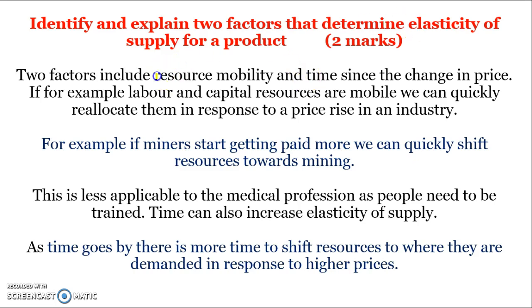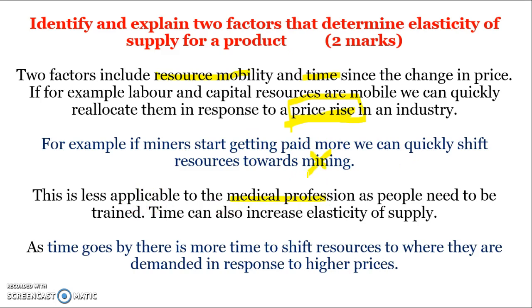So two factors: resource mobility and time since the change in price. If, for example, labour and capital resources are more mobile, we can quickly reallocate them in response to a price rise. Make sure you're linking it to price every single time. For example, if miners start getting paid more, we can quickly shift resources towards mining. This is less applicable to the medical profession. I mean, cleaning is probably a better example than mining just because resources are more mobile in that industry.